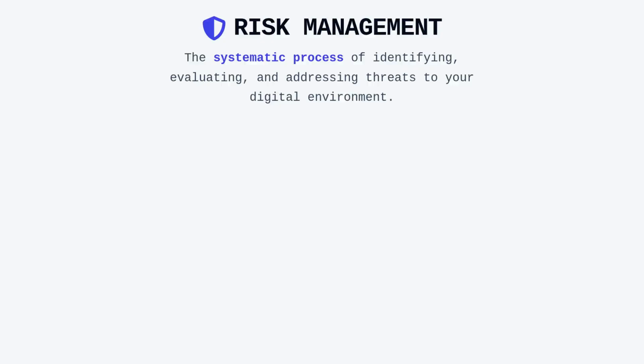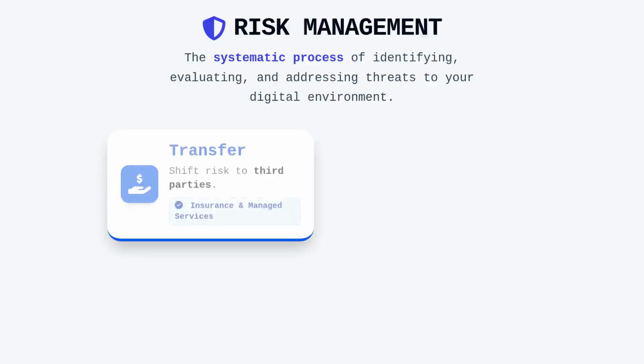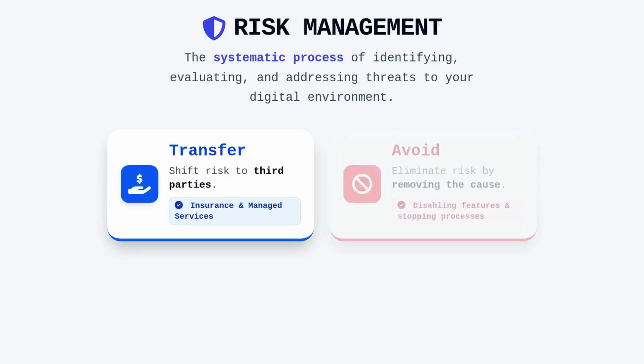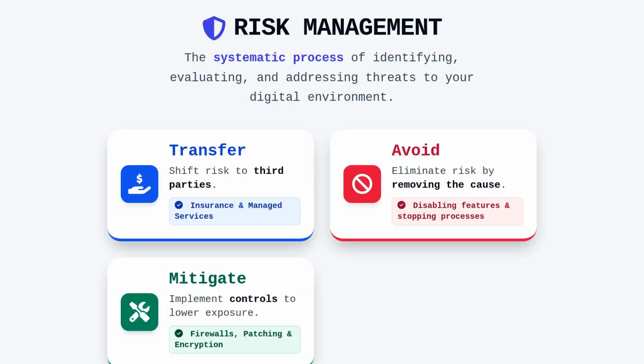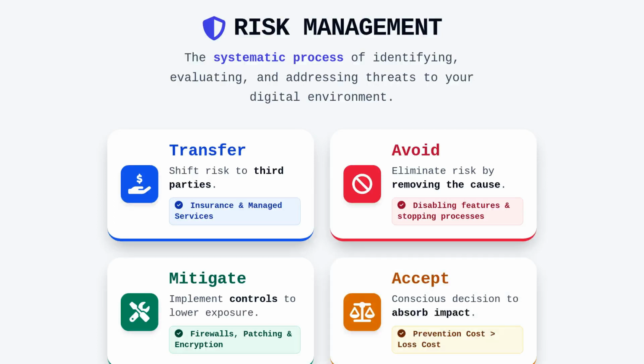Risk management is the systematic process of identifying, evaluating, and addressing potential threats to your digital environment. You have four primary strategies at your disposal: transfer, avoid, mitigate, or accept. You transfer risk to third parties through insurance or managed services, while you avoid it by disabling high-risk features or discontinuing vulnerable processes. Mitigation involves implementing controls to lower exposure, and accepting risk is a conscious decision to absorb the potential impact when the cost of prevention outweighs the cost of the loss.